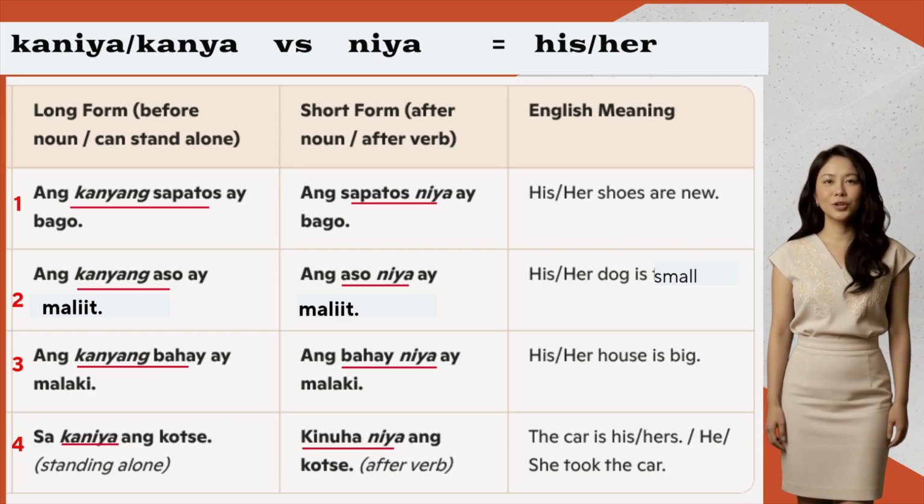Kinuha niya ang kotse. He or she took the car. So kinuha is a verb plus the pronoun niya. So this shows how the long form can stand alone, but the short form can follow a verb. So something the long form cannot do.